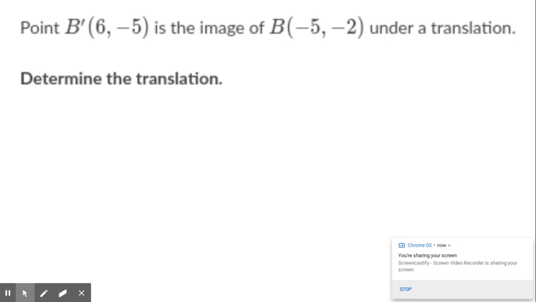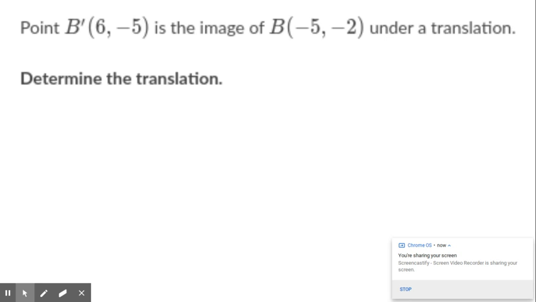The thing you have to be really careful about with this problem is we're so used to reading it where you're given the pre-image first and then the image, but in this case, they threw you a curveball. They gave you the image first and then the pre-image. So just make sure you're careful. Watch out for your primes. The primes always tell you it's the image after you've transformed something. So we're starting with B at negative 5, negative 2, and we're ending at B prime, 6 comma negative 5.